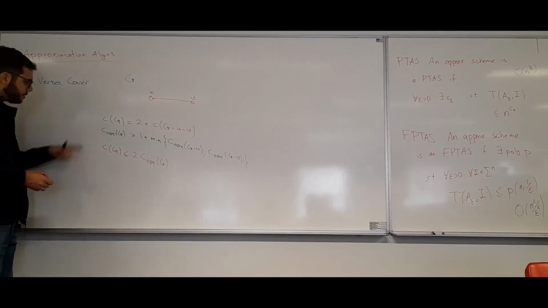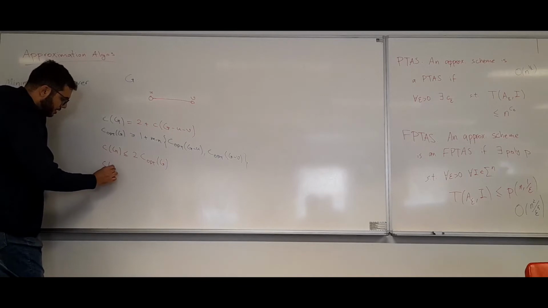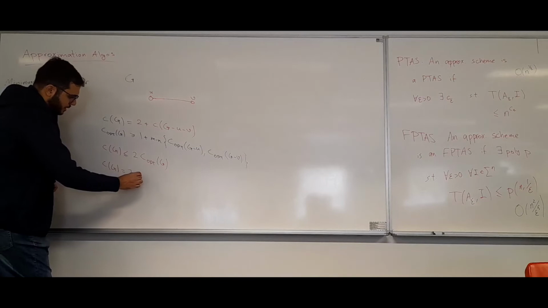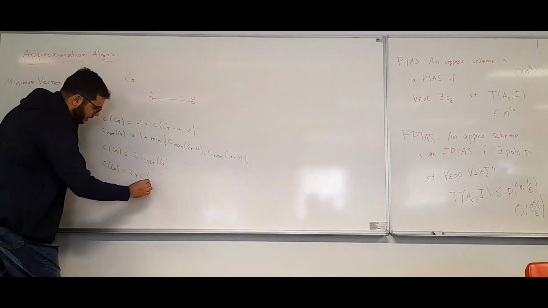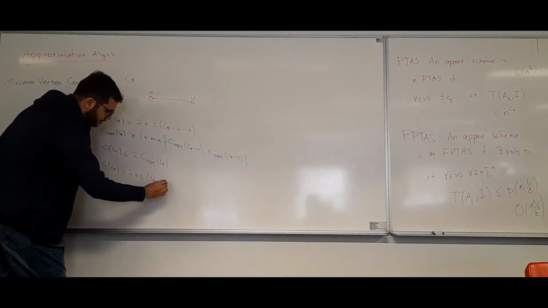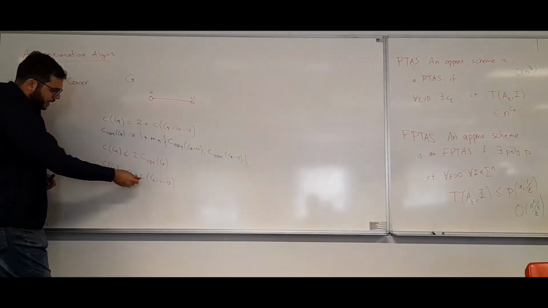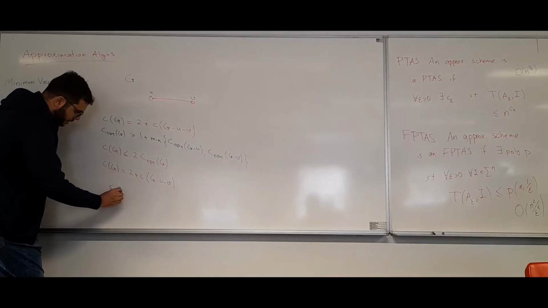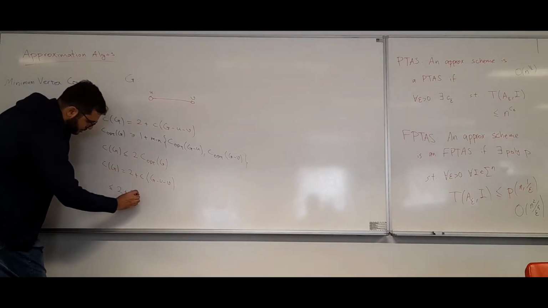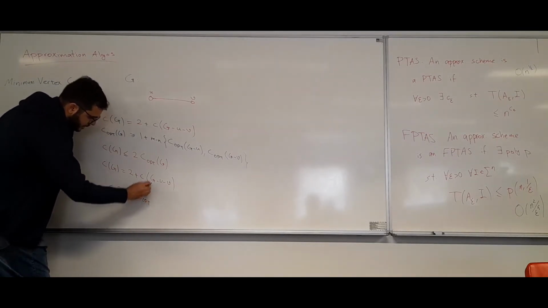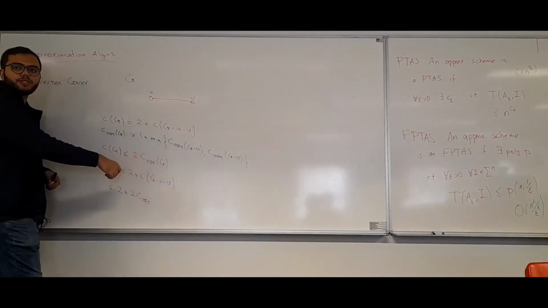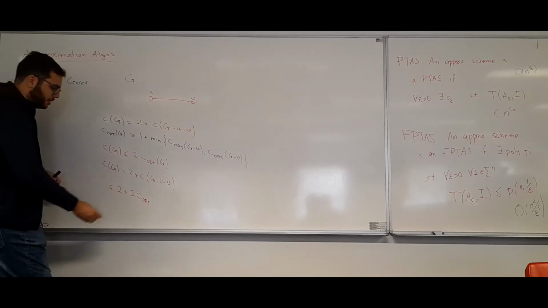So let's just use this formula. C of G is 2 plus C of G minus U minus V. But I can just use induction and say that this is at most 2 plus 2 C opt of this, because this is a smaller graph and my solution on this smaller graph is at most twice the optimal solution.